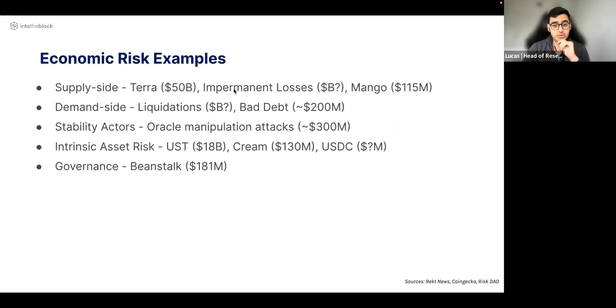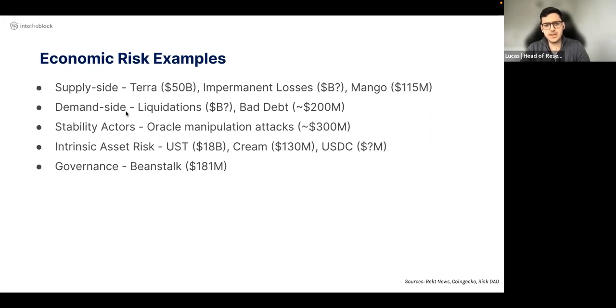Impermanent losses are also definitely a risk for those providing liquidity to protocols. That is very hard to quantify in total. I would estimate at least in the hundreds of millions, if not billions. And this is more a risk for the individual than the protocol, but it's worth pointing out nonetheless. And something like Mango, which suffered an Oracle manipulation attack. It was part of manipulating the supply and also the Oracle that was used to calculate the price for an asset. I'll talk on these a bit more later.